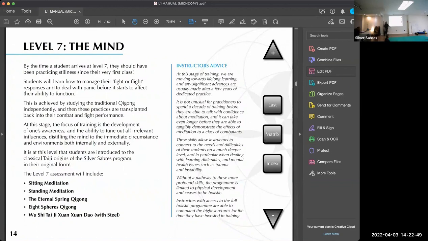8 Spheres Qigong is simply to hold the postures of the cuts at the final moments of the cuts, whatever posture with the body, but you have to have that final extension, grip and everything correct. And then the Wuxi Tai Chi Chuan Dao with steel.